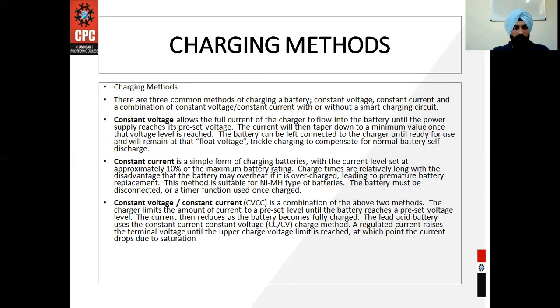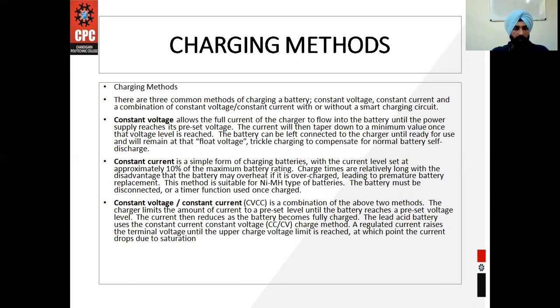Next point is charging methods. There are three common methods of charging a battery: constant voltage, constant current, and a combination of constant voltage or constant current, with or without a smart charging circuit.